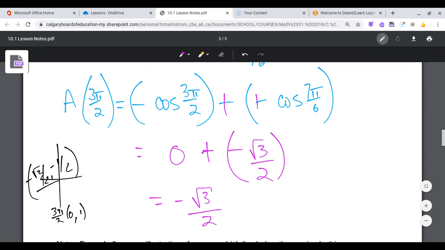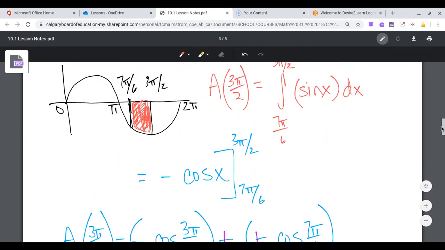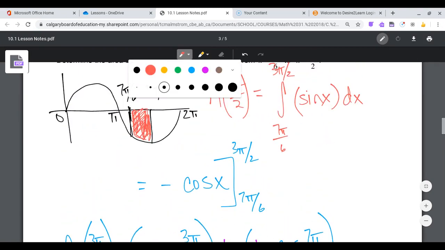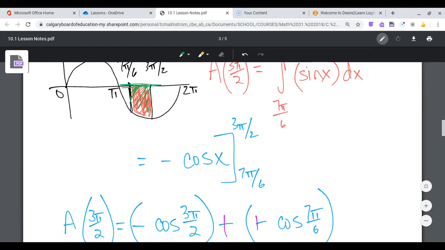Now, hopefully you're saying, well, that doesn't make sense for an area to be negative. We know that areas cannot be a negative answer. So what we just discovered is that when an area is completely below the x-axis, the numeric value of the integral comes out as a negative value because it's below the x-axis. That's why it's coming out negative. If this was just an integral question, then the answer would be negative.